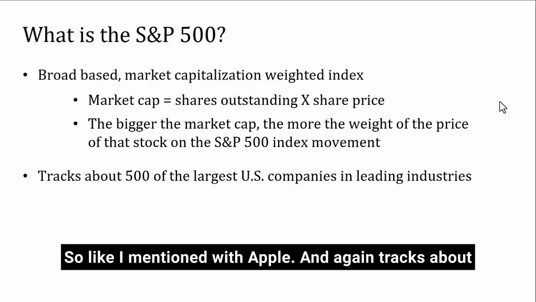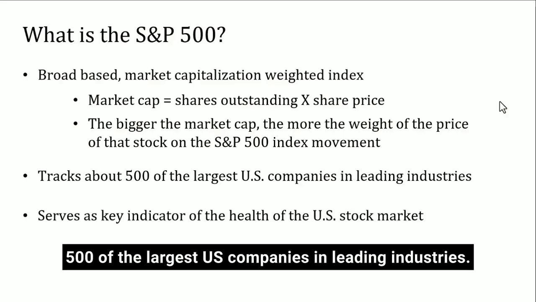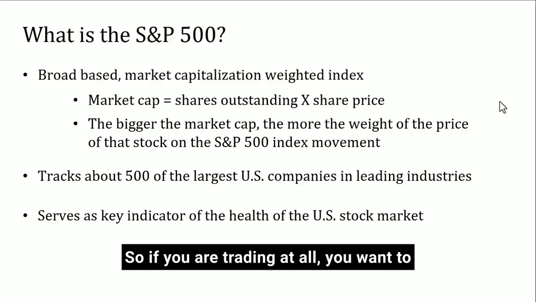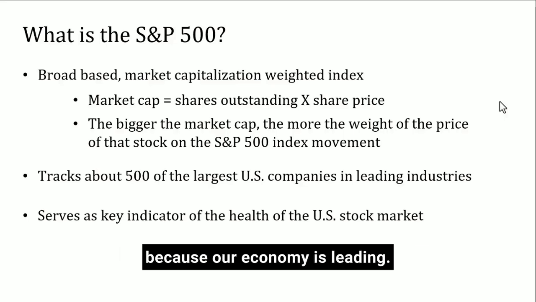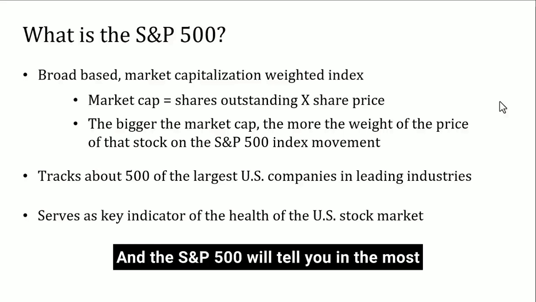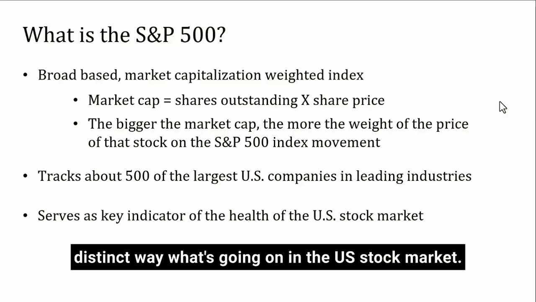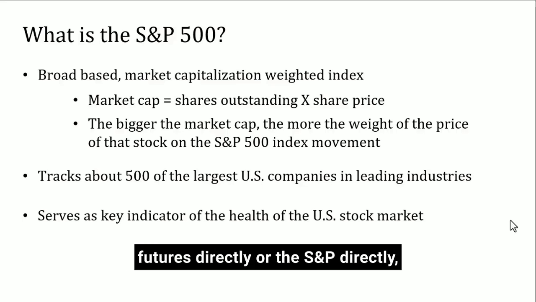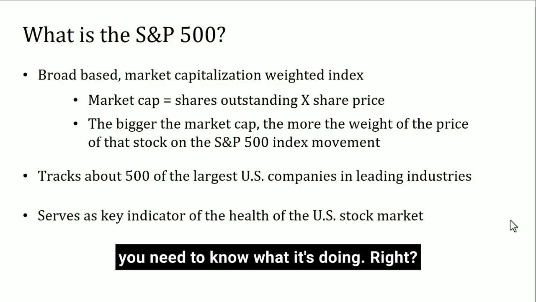And again, that tracks about 500 of the largest US companies in leading industries, and it is the key indicator of the health of the US market. So if you are trading at all, you want to be aware of what's going on in the US because our economy is leading. In the US, the stock market is probably the market that performs the best. And the S&P 500 will tell you in the most succinct way what's going on in the US stock market. Not just of those 500 stocks, but of all the stocks together. So it doesn't matter if you don't trade futures directly or the S&P directly, you need to know what it's doing, right?